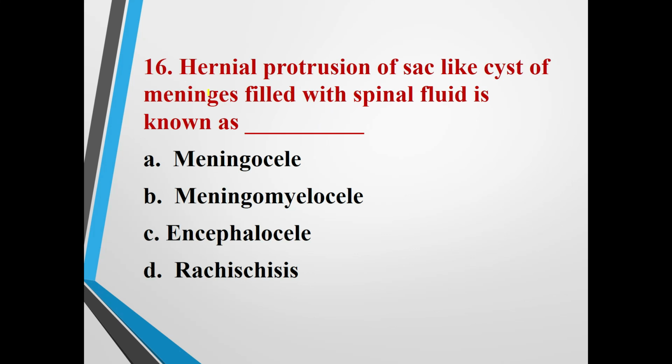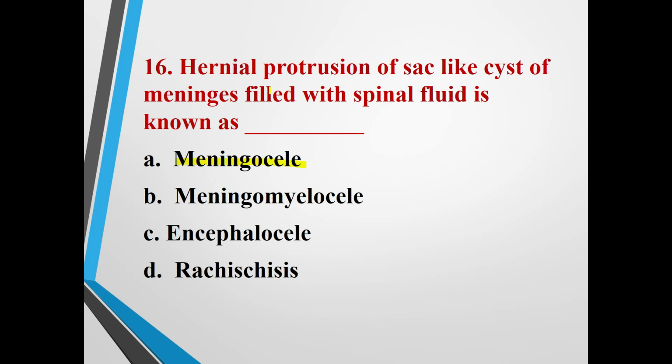Next question. Hernial protrusion of a sac-like cyst of meninges filled with spinal fluid is known as. Options: A, meningocele, B, meningomyelocele, C, encephalocele, D, rachiticus. So the answer is meningocele. Myelo means spinal cord. So in meningomyelocele, along with the meninges, there will be protrusion of the spinal cord as well.